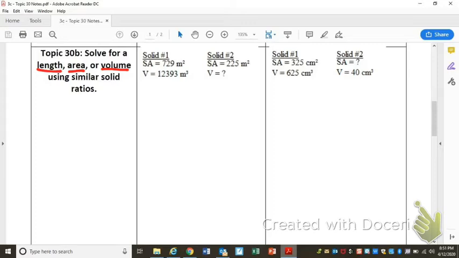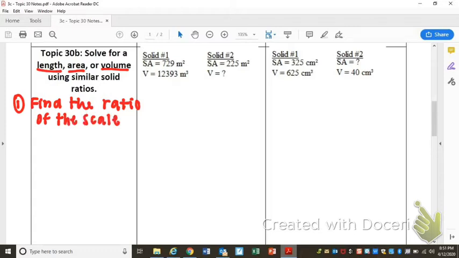All right. In order to do that, we need to first get down some steps. The first step is going to be find the ratio of the scale factor. All right, so we want to work our way back to that linear column if we aren't automatically given it. Okay, our second step is going to be use that scale factor ratio to calculate our desired ratio.